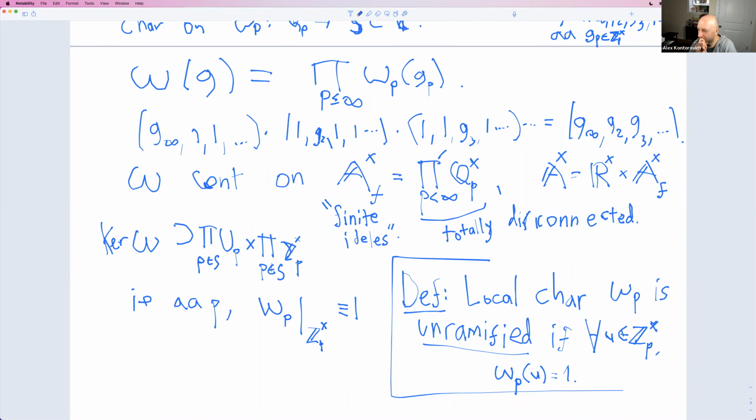Oh, okay. I see. So you're just saying it might be this open set, but that's good enough to say what you have in the bottom. That's right. So the fact that the kernel contains the product of almost all Z_p means that when you restrict almost all of these local characters to Z_p cross, it only takes the value 1. So that's what it means to be unramified.